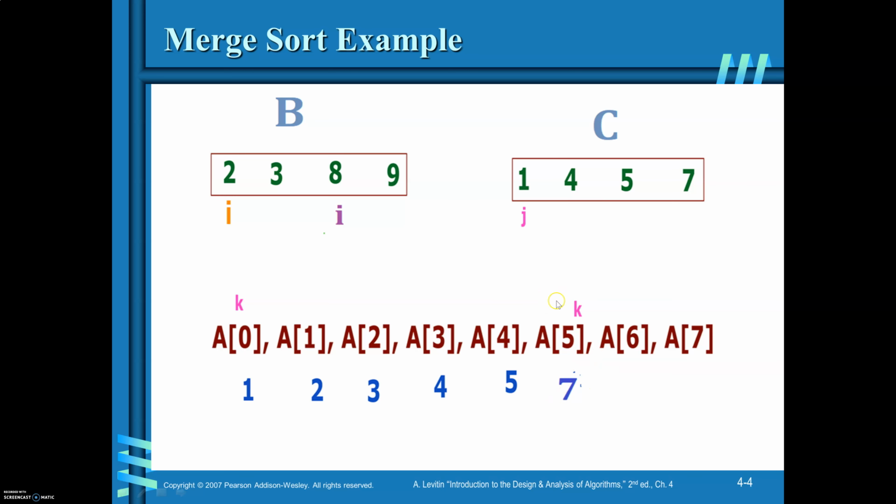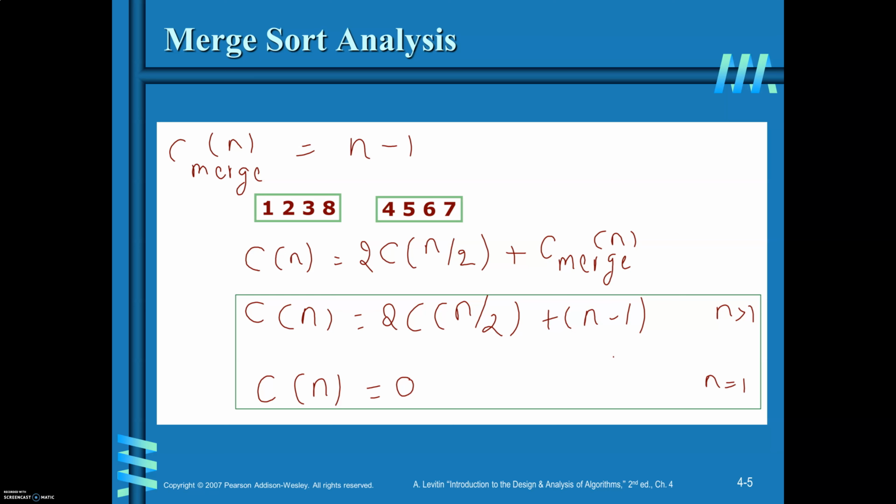Now K will be pointing to this location. What remains is these two elements. That means here all the elements of C are copied onto A. The remaining elements of B are copied onto A from I to 4. That is I to P minus 1. So from K to P plus Q minus 1. So this is how the merge algorithm will work.